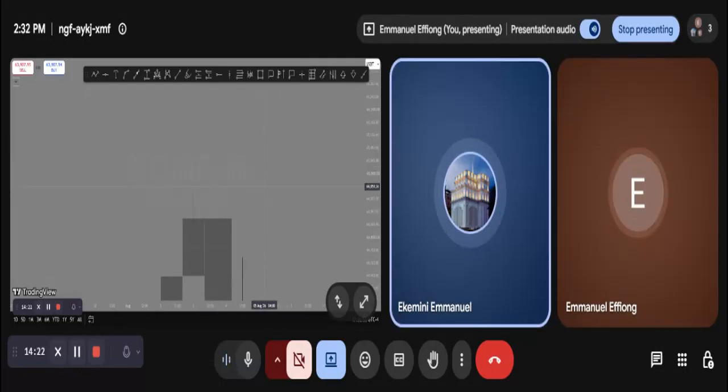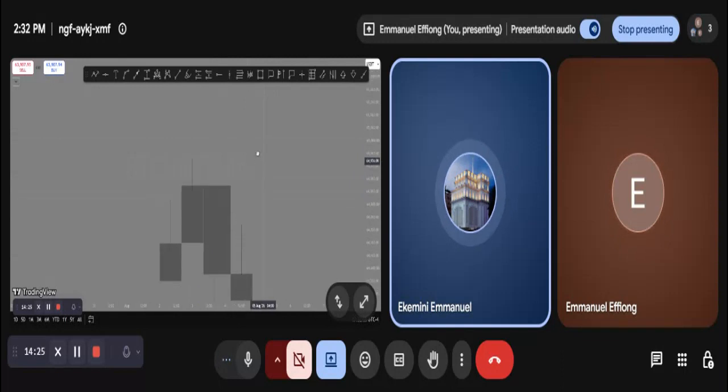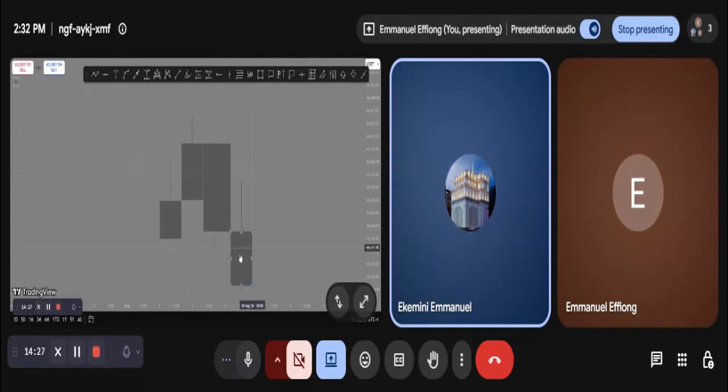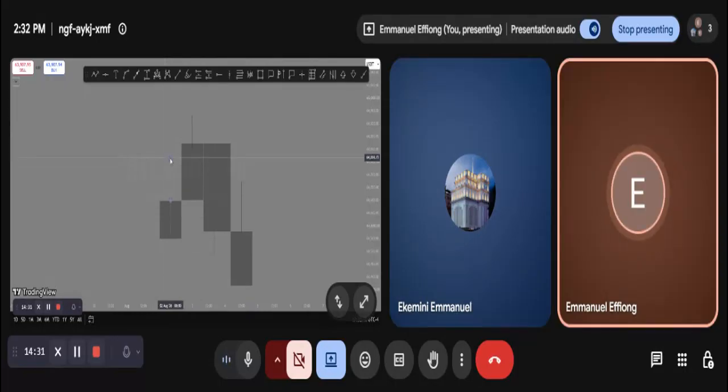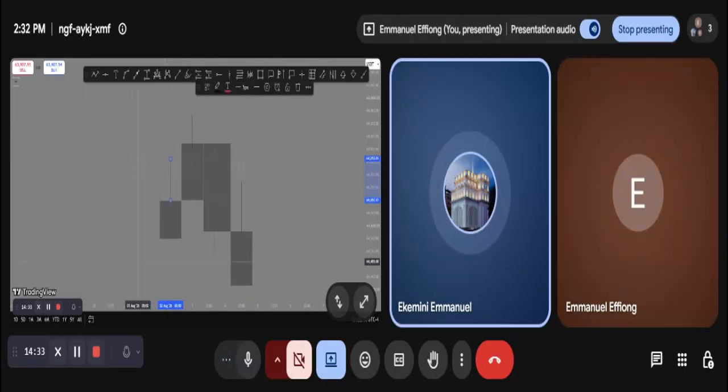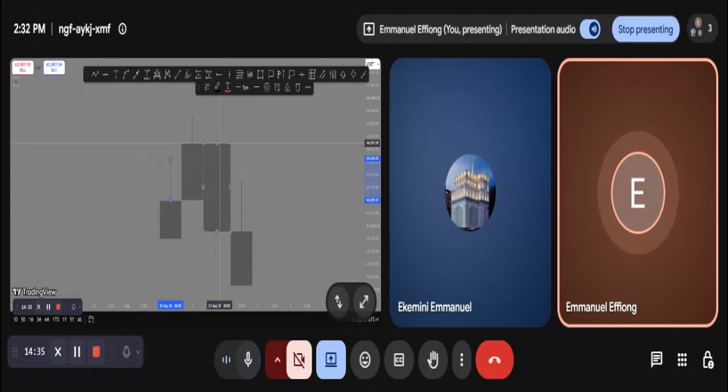So now we will look for an entry on the normal rejection, the face candle, the face wick of that candle. This one, right? Yeah, that's where you usually mark. Correct. So that is where we look for.